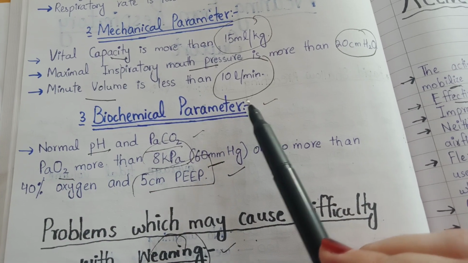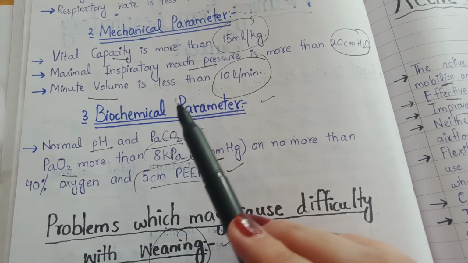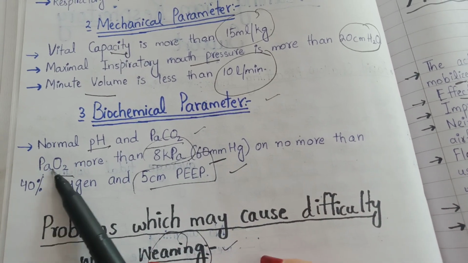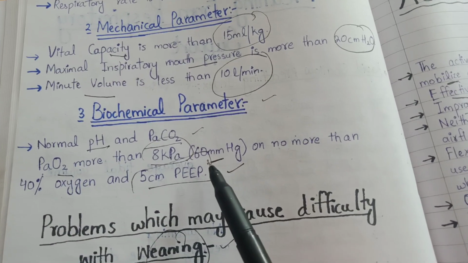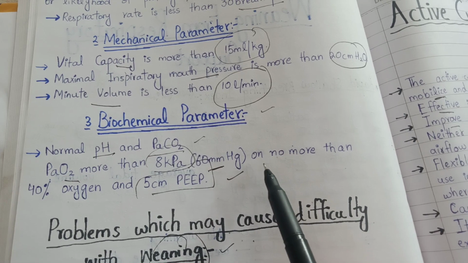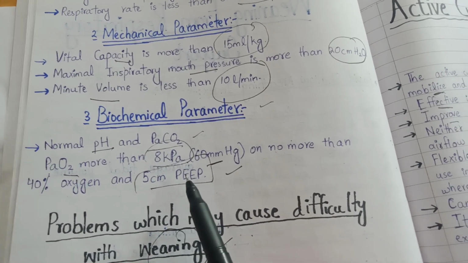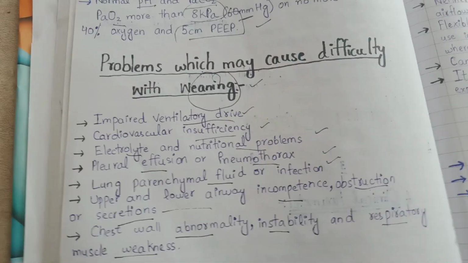In biochemical parameters, the patient should have normal pH and normal partial pressure of carbon dioxide. Partial pressure of oxygen should be more than 8 kilopascal or 60 mmHg, or no more than 40% oxygen and 5 centimeter PEEP. Now we will discuss problems which may cause difficulty with weaning.